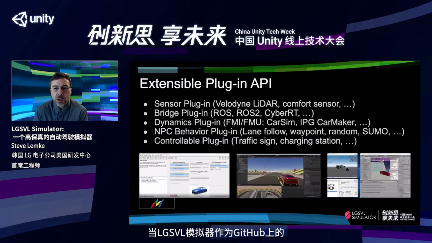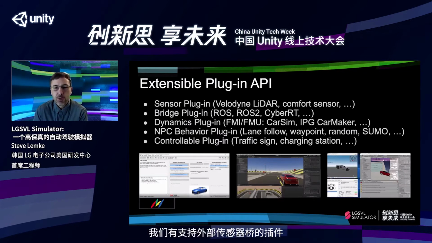When LGSVL Simulator was first released as an open source simulator on GitHub, anything you wanted to extend or customize had to be changed directly in the simulator source code before rebuilding the entire project. Since then, we've created plugin APIs for many categories of extensions, including not only sensors like the Velodyne sensor plugin we just saw, but also for vehicle dynamics, NPC behaviors, and controllable objects that can be added to a simulation and controlled through the Python API.